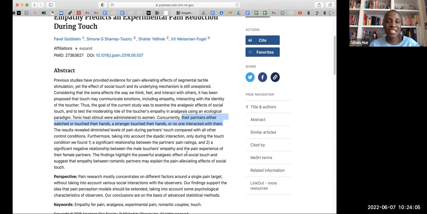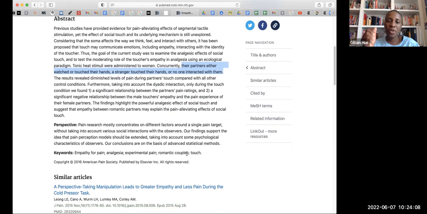And they found a very significant relationship between holding hands and pain reduction.